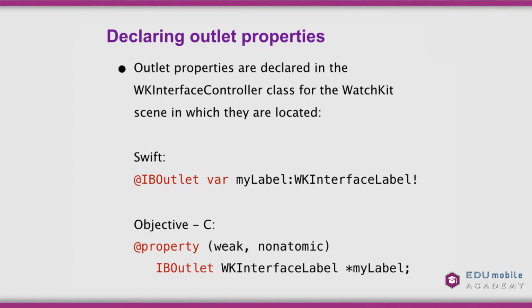So in Swift, we would declare an outlet property just as we would in Swift for iOS 8 outlets: @IBOutlet var myLabel, and then WKInterfaceLabel. And usually this is going to be an implicitly unwrapped optional with a bang. Now in Objective-C, if you're still coding in Objective-C, you declare @property, and since it's an interface control, it should be weak and nonatomic, and then use IBOutlet, and then whatever the class of the control is, and then *myLabel with a semicolon. So I've given both examples, in Swift and Objective-C, for declaring outlet properties.